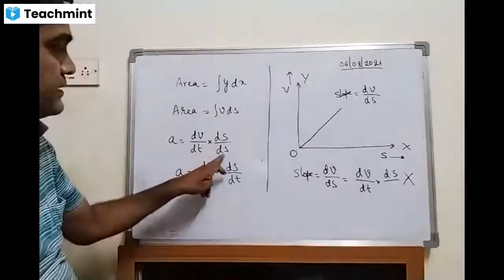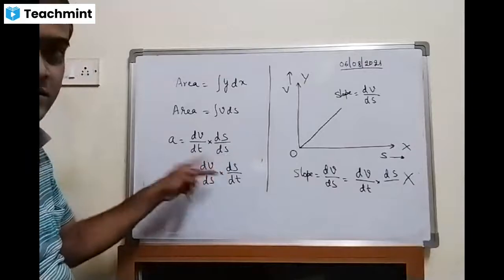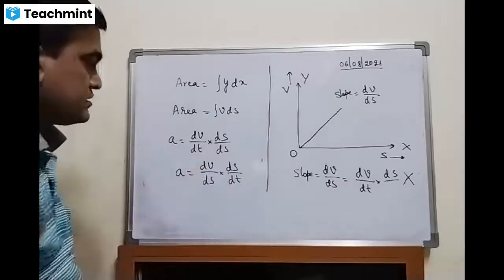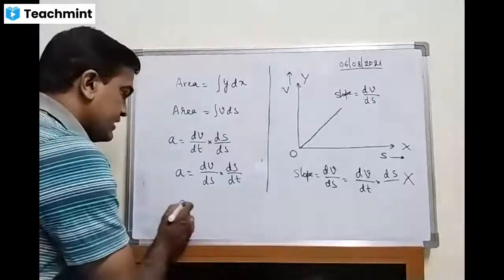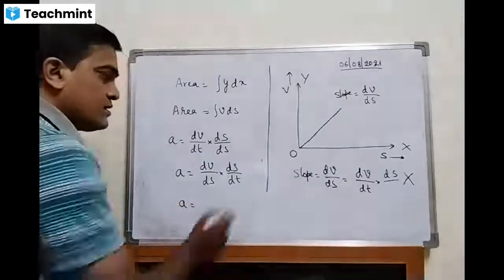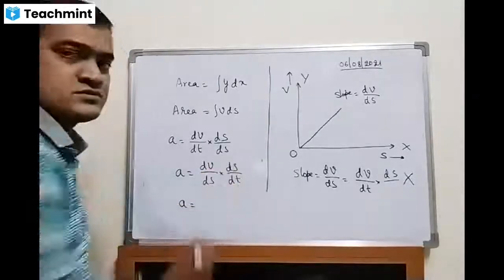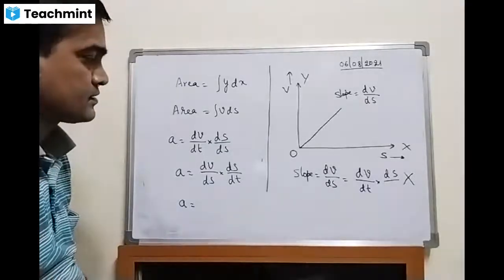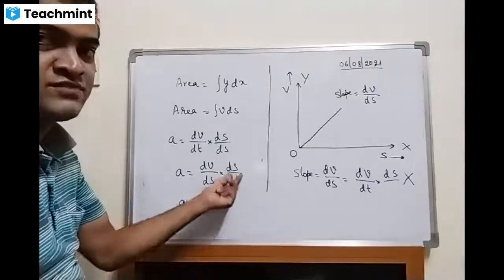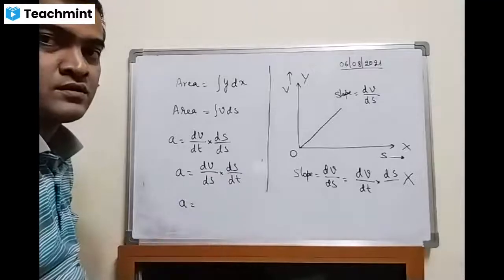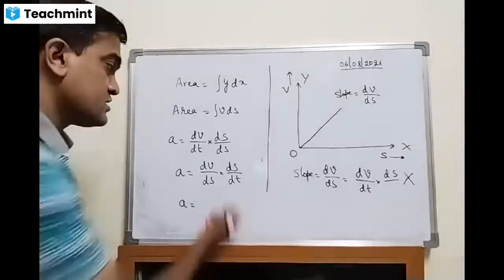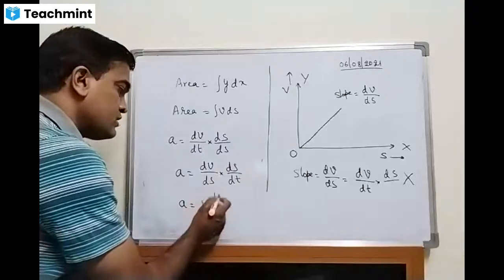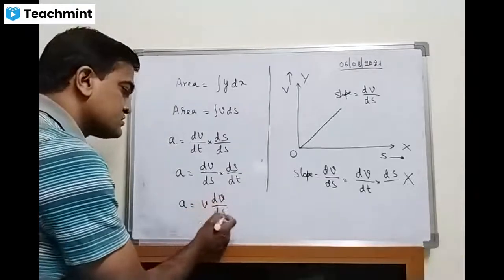ds will be cancelled, sir. ds ఇక్కడ తీసుకొచ్చి dt తీసుకోబోదు. Right? Now a is equal to, what is ds by dt gives? Velocity. Change of displacement gives what? Velocity, sir. So can I write this one as v into dv upon ds?